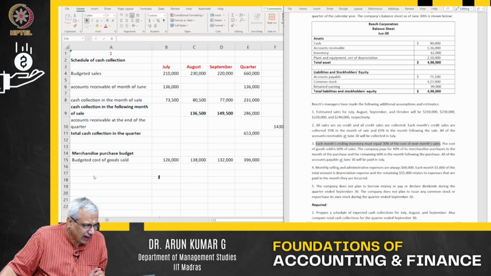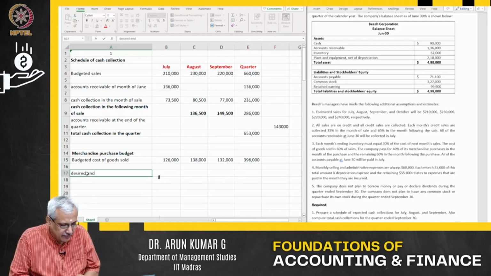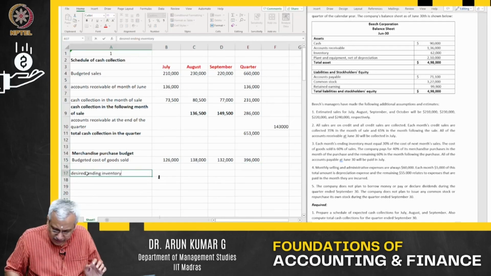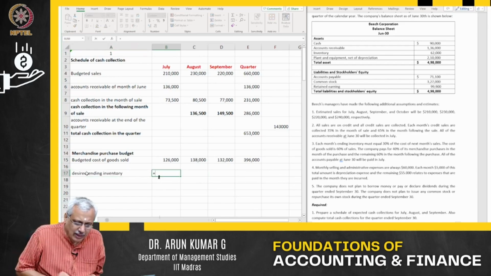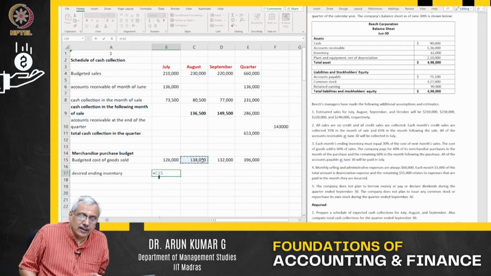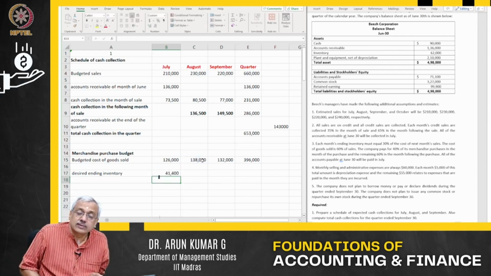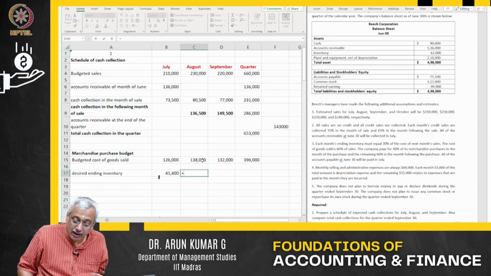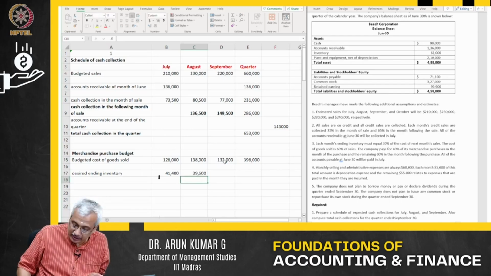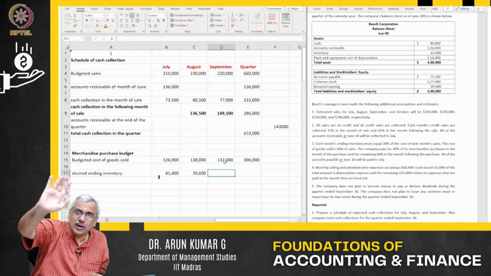That means, in this particular case, the desired ending inventory for each month, let us look at what is the ending inventory desired. This is the cost of goods sold of the month of August, 30% of it is what I prefer to have. Whereas this is the cost of goods sold in September, and this is the desired inventory I need to have, 30% of it. Now I move to September. Sir, I don't know what is the cost of goods sold in October. You have the data.